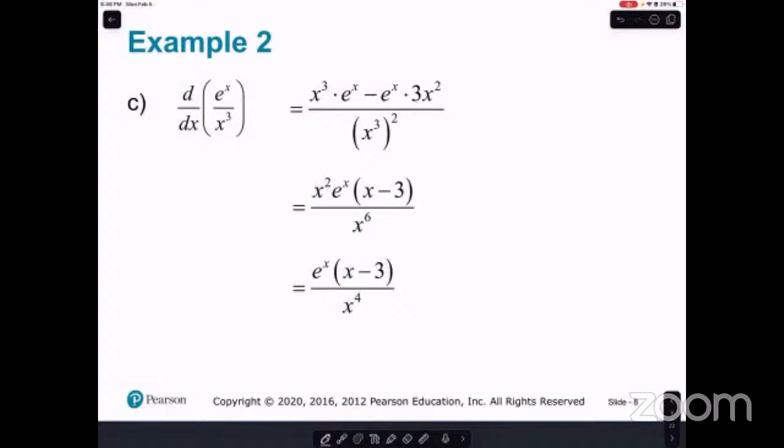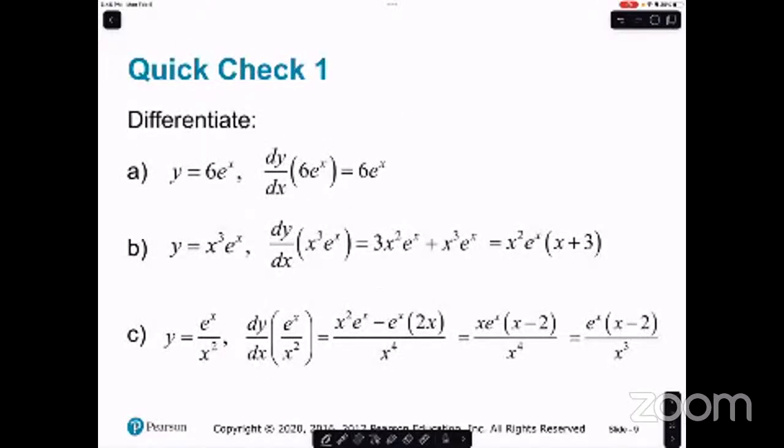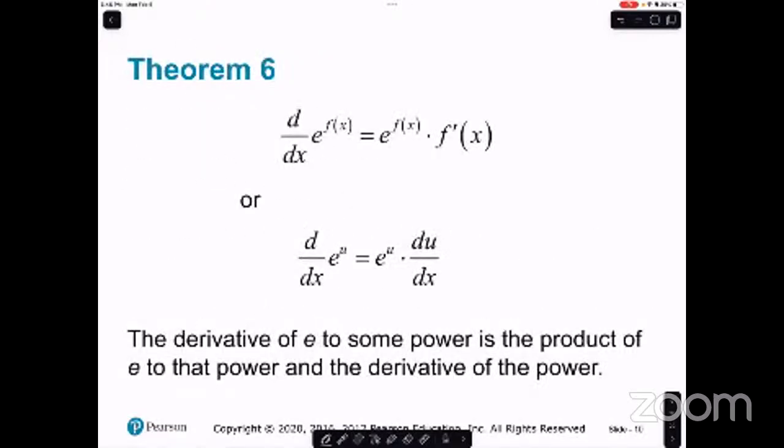Okay, now we're actually making good time with this section. Quick check I leave as an exercise for you. So we saw in these past couple of examples that the exponential function e has a unique property where it is its own derivative. So in other words, f prime equals f. Now we want to explore an extension of that derivative, where instead of e to the x, we have e to the power of some other function.